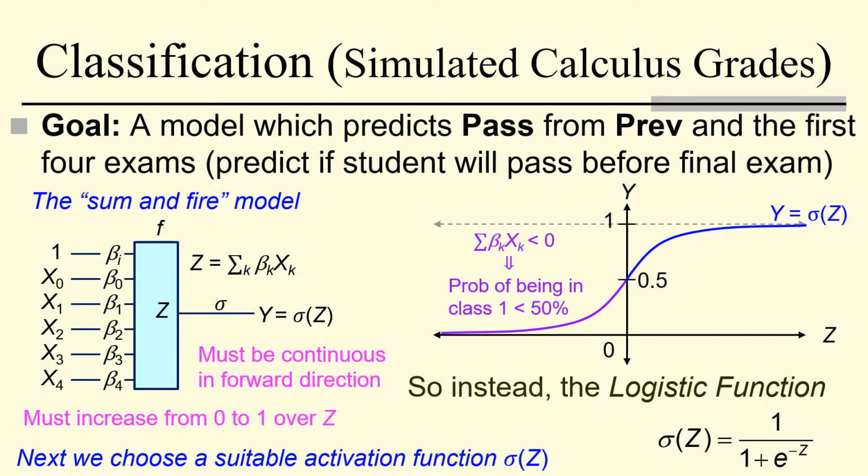So if our linear combination of variables, our capital Z, is less than 0, then the probability of being in class 1 is less than 50%.